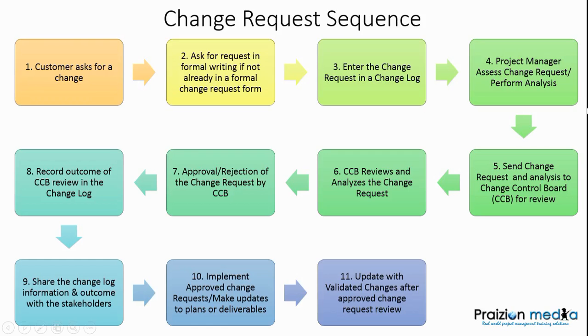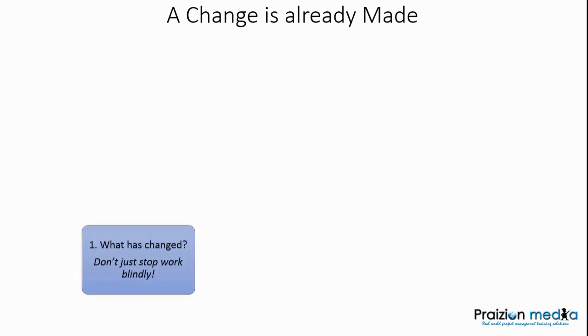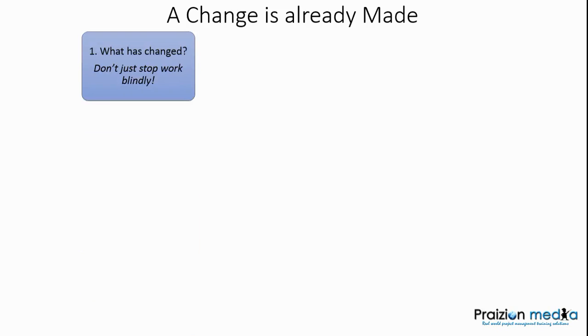Okay, next, let's talk about what happens when a change is already made. So, a change has been made. What do you do? So ask yourself, looking at the question, what has changed? Don't blindly stop work. That usually is a bogus option, and I talked about this in the first video. You don't want to do that. You want to go to the next step and ask, why did it change? What has changed, and why did it change?